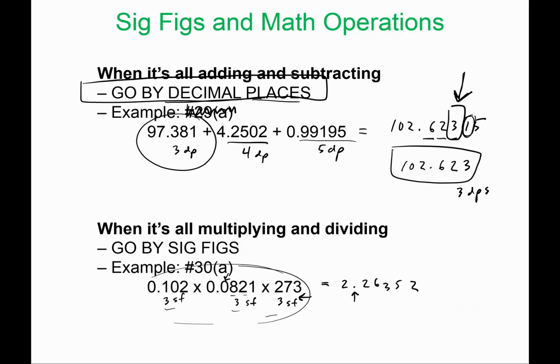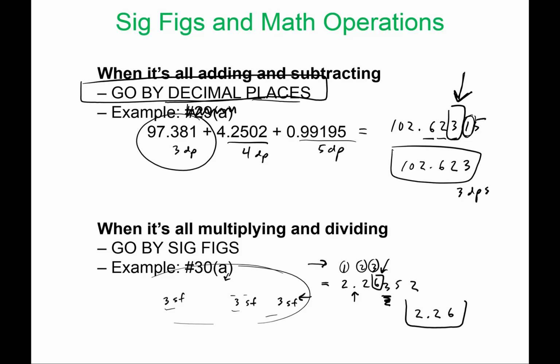Decimal point is present, so this counts. 1, 2, 3. This is your 3rd sig fig, that's 6 there. Okay, use the number after it, this 3 here, and it's less than 5, so this number would stay the same, so 2.26, and that's your answer.